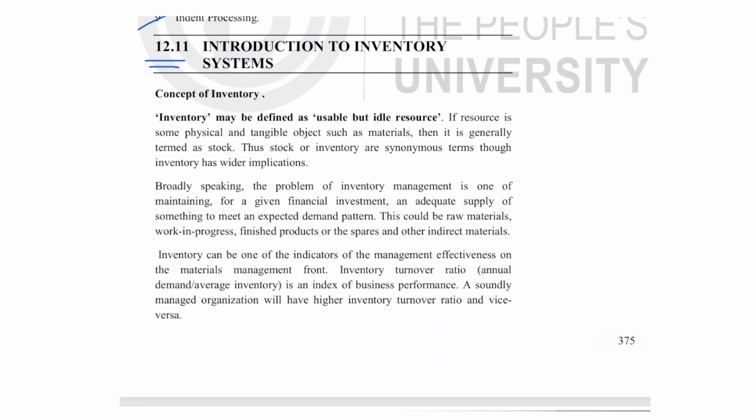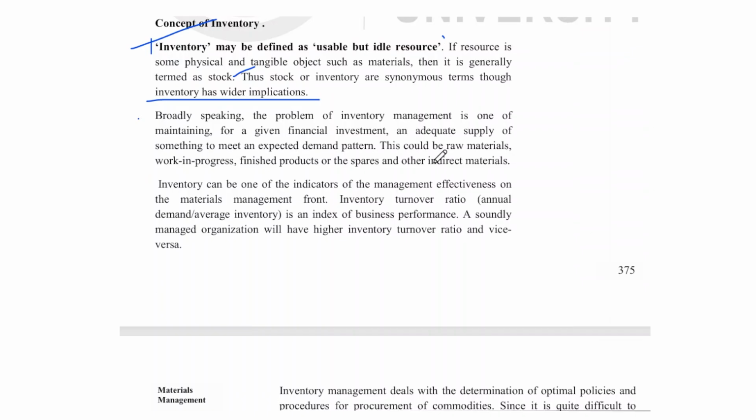So the next one is subsection 12.11, introduction to inventory system. The concept of inventory may be defined as usable but idle resource. Okay, that is inventory defined. If the resource is some physical and tangible object such as material, then it is generally termed as stock. Stock and inventory are synonymous terms, though inventory has wider implications. And broadly speaking, the problem of inventory management is one of maintaining, for a given financial investment, an adequate supply of something to meet an expected demand pattern.